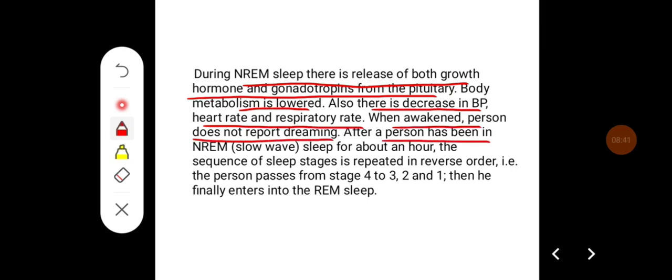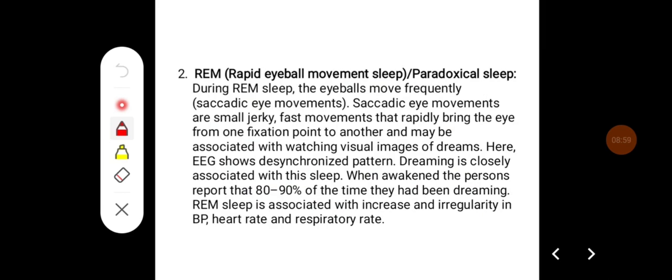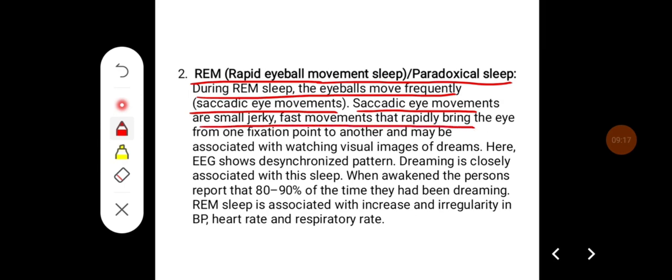After a person has been in NREM sleep for about an hour, the sequence of sleep stages is repeated in reverse order. That is, the person passes from stage 4, 3, 2, 1 and then finally enters into REM sleep. REM sleep, that is rapid eye movement sleep, is also called paradoxical sleep. During REM sleep, the eyeballs move frequently with saccadic eye movements. Saccadic eye movements are small jerky fast movements that rapidly bring the eyes from one fixation point to another and may be associated with watching visual images of a dream.